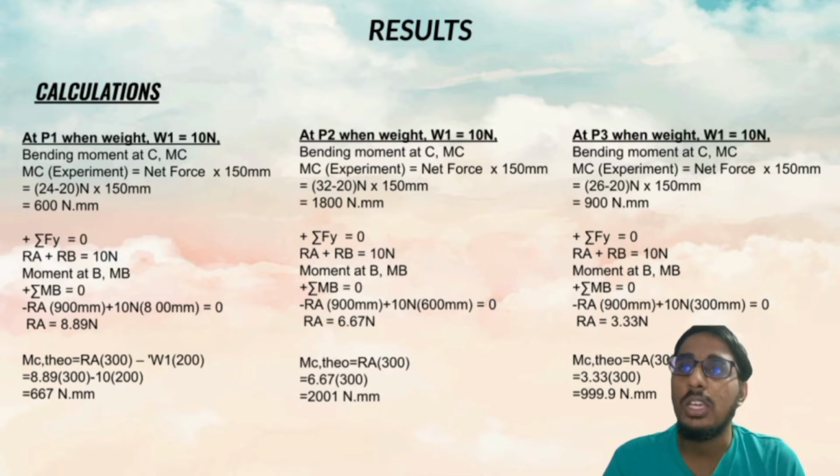To find the theoretical value, we have to know RA and RB. We know moment at B is equal to 0. Then we can use the formula that we have learned to find RA. Once we find RA, then we can find the moment at C theoretical. By using the formulas and the FBD, we find that moment at C theoretical is 667 Newton millimeter. Same goes for weight 10 Newton at P2 and at P3 too.